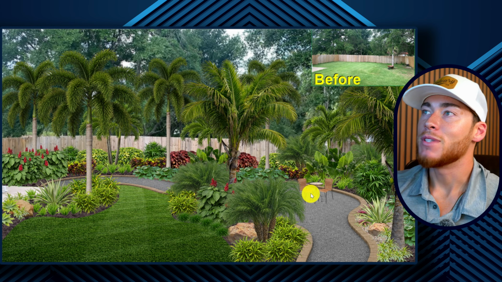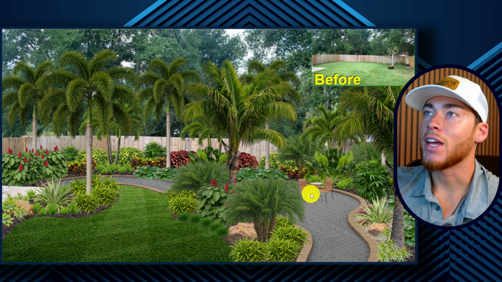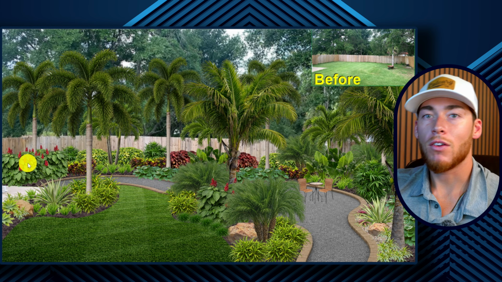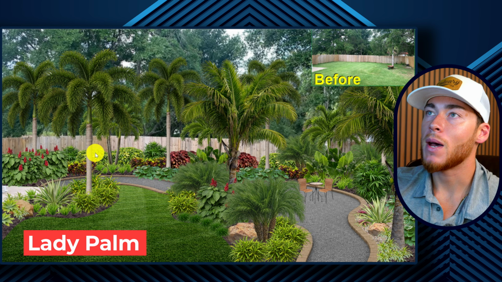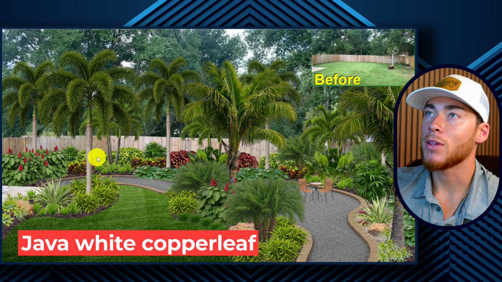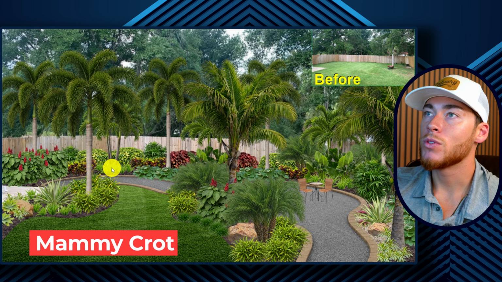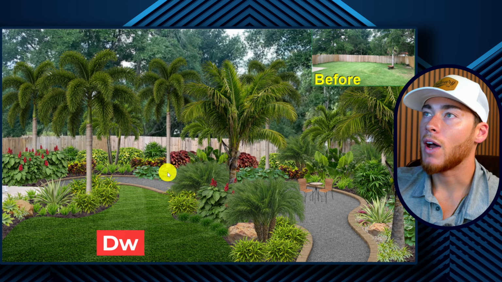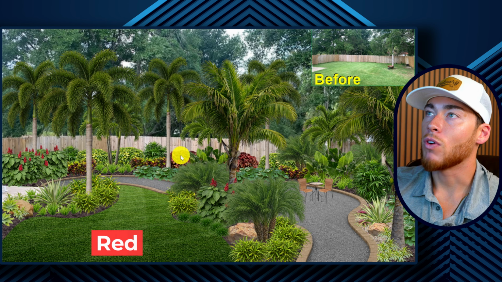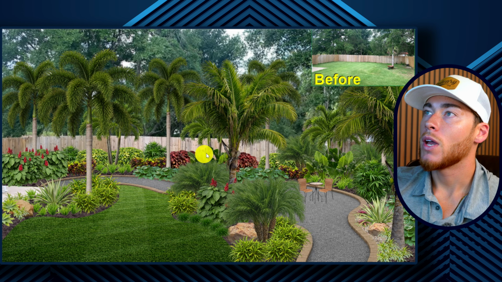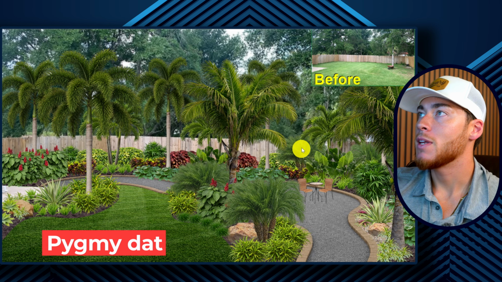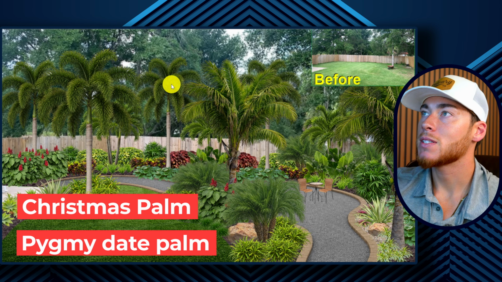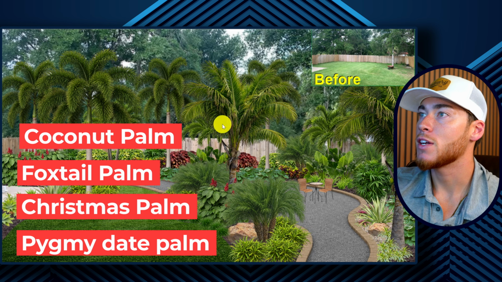All right, you guys, I'm done, and this is how you can see the layering effects in real life. So I'll just kind of run you through a little bit of the plants. We have the Brazilian red cloaks right here. We have lady palms back here, Java white copperleafs back here, mammey crotons, foxtail ferns, dwarf alocasias right here. We have red copperleafs back here. We have the larger alocasias right over here, same over here. Pygmy date palms, Christmas palms, foxtail palms, coconut palms right here.